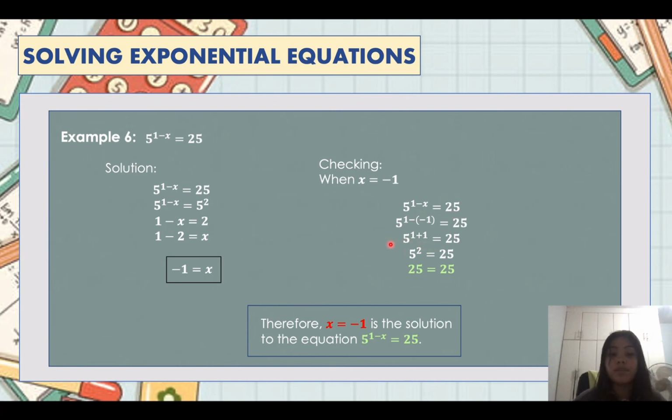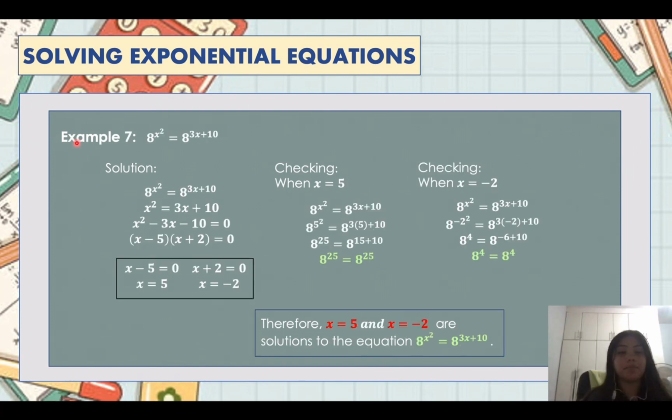We then further simplify it. It becomes 5 raised to the power of 1. Because of this, it becomes plus, and we bring down 1. Equals 25. Now we simplify, it becomes 5 squared equals 25, which is 25 equals 25. Therefore, x equals negative 1 is the solution to the equation 5 raised to the power of 1 minus x equals 25. Example number 7.